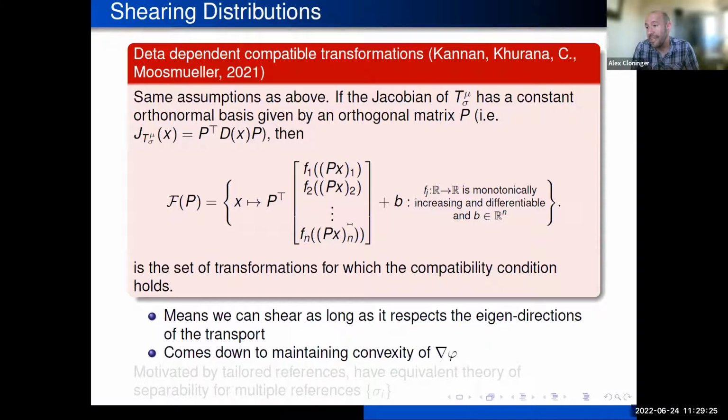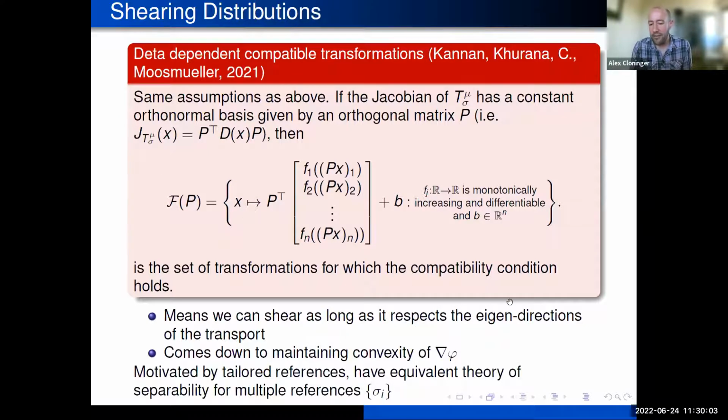What this says in practice is, if I tailor my reference distribution, right? Before I was just saying sigma could be anything. If I pick my reference distribution to be an example of mu, then it broadly opens up the amount of compatible transformations I can do. It'll allow me to scale and stretch and shrink mu in a bunch of different ways, and that's still compatible. And because we're going to think about having sigma be an example of the mu, it motivates the idea of having multiple references.